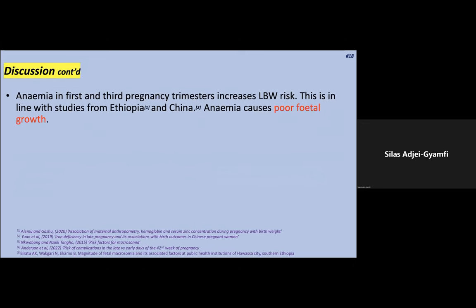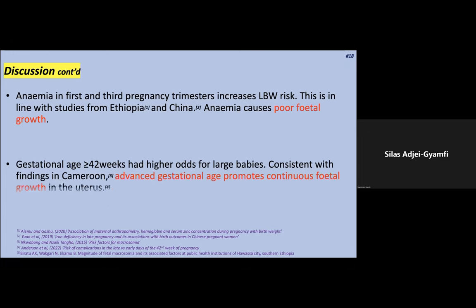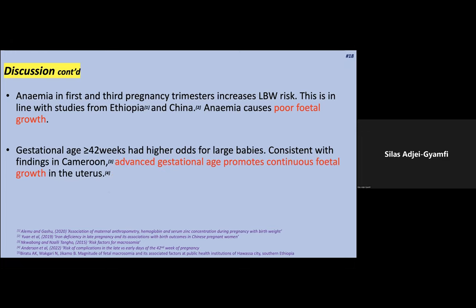Anemia in the first and third trimester of pregnancy also increases the risk for low birth weight. This is in line with studies from Ethiopia and China. Usually, anemia causes poor fetal growth due to inadequate oxygen supply to the uterus and also to the fetus.